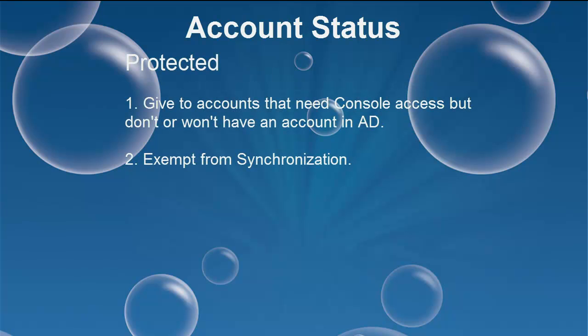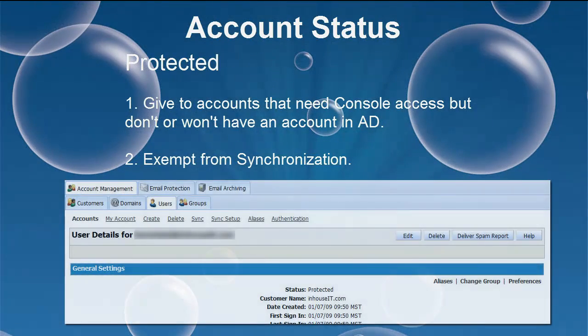Protected status can be manually given to primary user accounts that need console access but don't have a corresponding AD account, or are primary user accounts that should not be deleted from the console if they are removed from AD. Protected users can only be deactivated manually in the console. In other words, giving this status to a user exempts them from any action requested by the synchronization. Protected users can only be deleted using the Delete button in the User Details area.